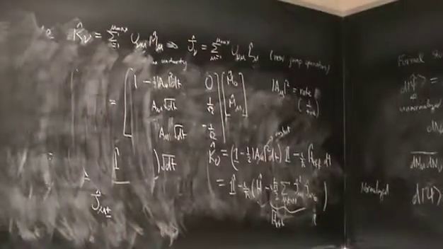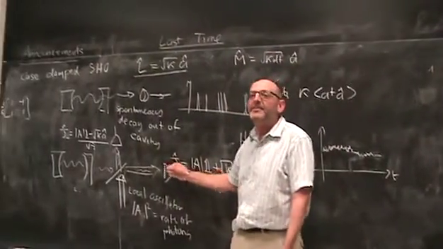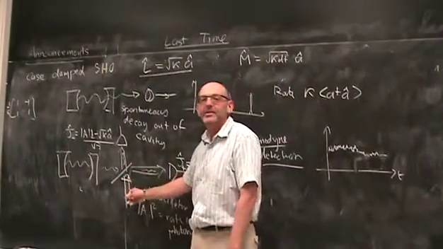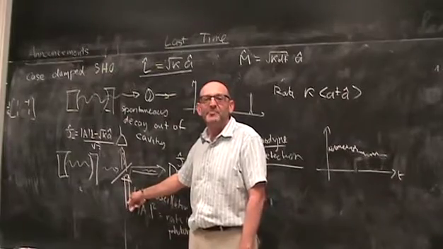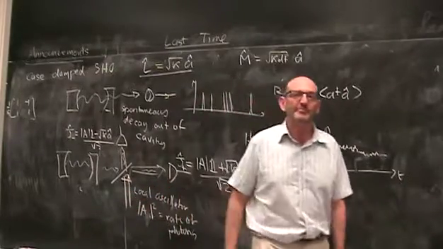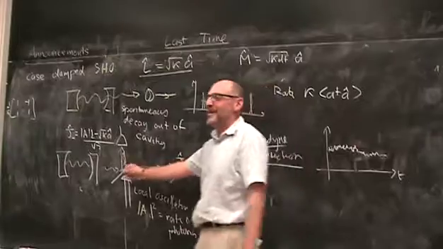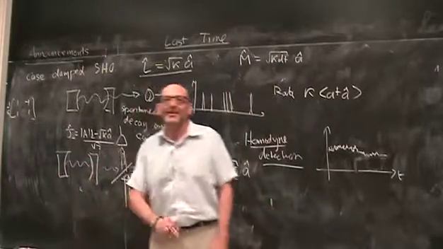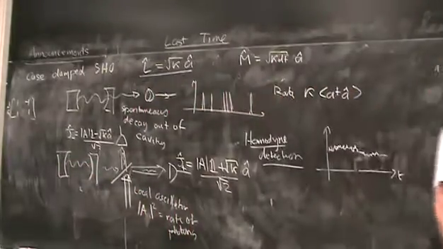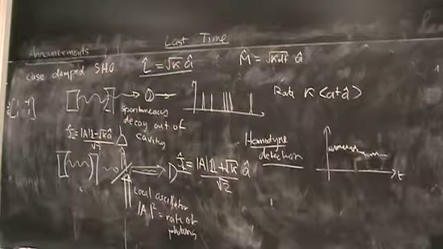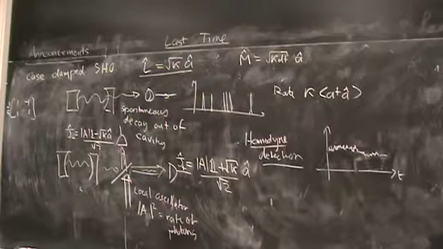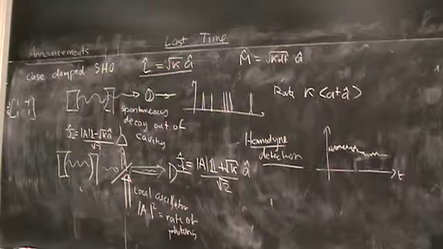Because if I see clicks in this detector, every click doesn't really tell me much, because it probably came from the local oscillator. It probably didn't come from the one photon that was emitted from the atom or the cavity.